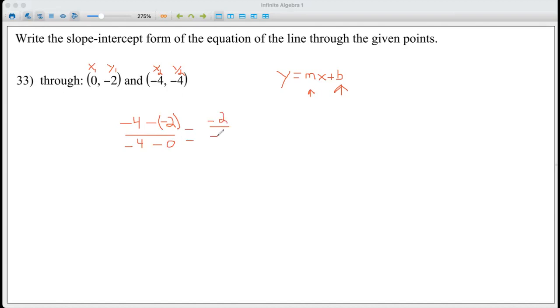-4 minus 0 is -4. Simplify that fraction. Two negatives make a positive. So that would be 1/2, reducing by 2. So my m is 1/2. Okay, so we're halfway there.